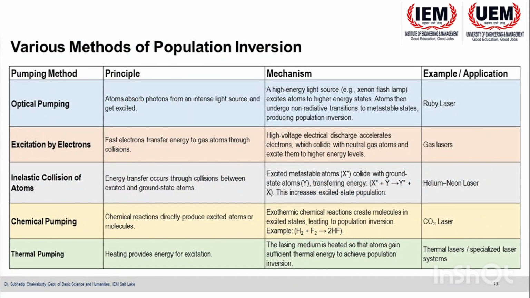To achieve population inversion, different pumping methods are used. These include optical pumping, electrical pumping, inelastic collision pumping, chemical pumping and thermal pumping. In optical pumping, intense light excites the atoms. In electrical pumping, energetic electrons excite gas atoms through collisions. Inelastic collision pumping is used in HeNe lasers, where excited helium atoms transfer energy to neon atoms.